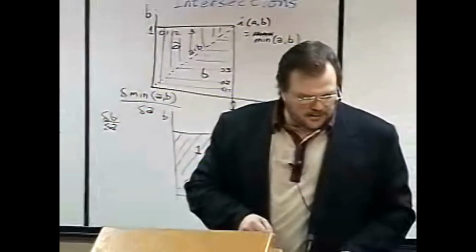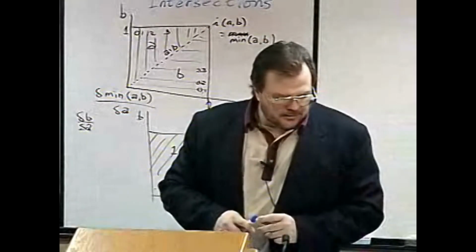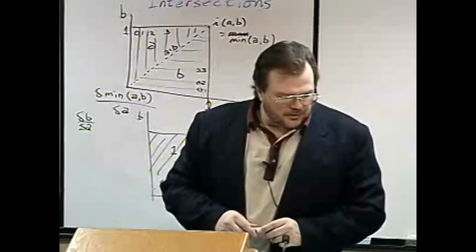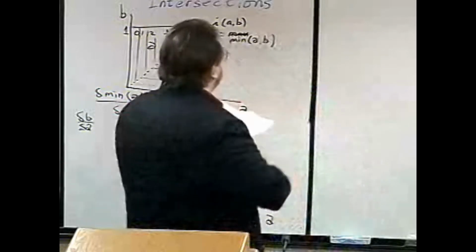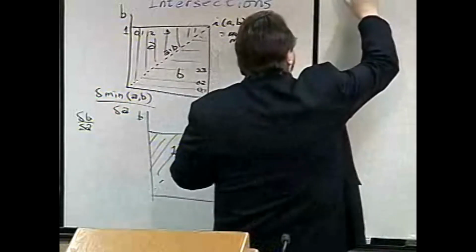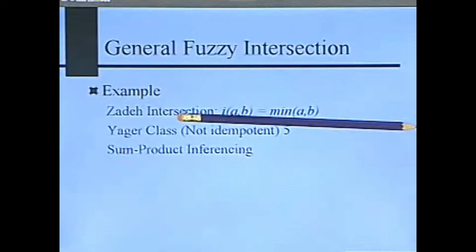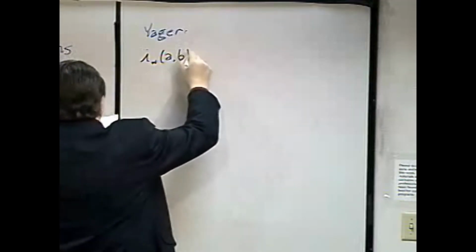Let's take a look at the intersection. We have the Zeta intersection. Let's look at the Jaeger intersection. You look at this and you go, whoa, is that weird? Nah, but it works. It's kind of neat.